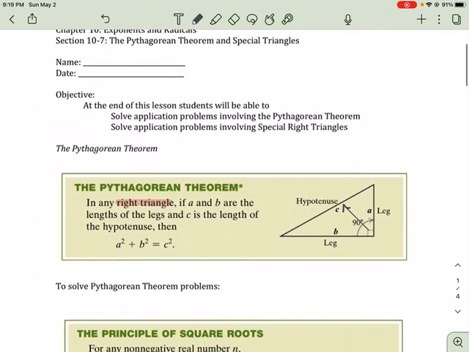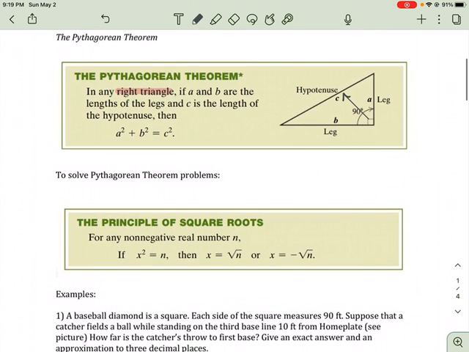Now, when we're solving a Pythagorean theorem problem, we need something called the principle of square roots. It says for any non-negative real number n, if x squared is equal to n, then x is equal to the square root of n or negative square root of n. So there might be two possibilities, but remember that we are talking about lengths of triangles, so we may not be using the negative solution.